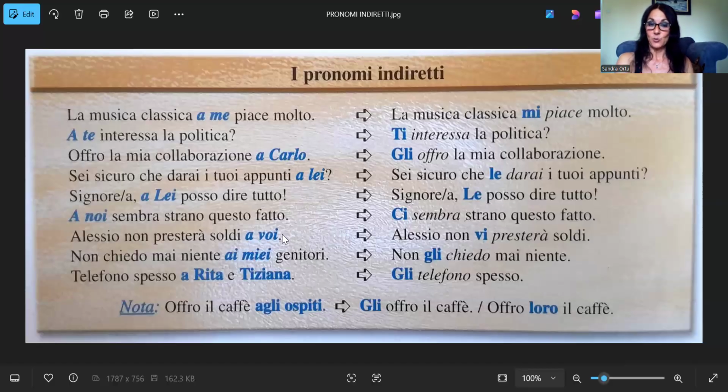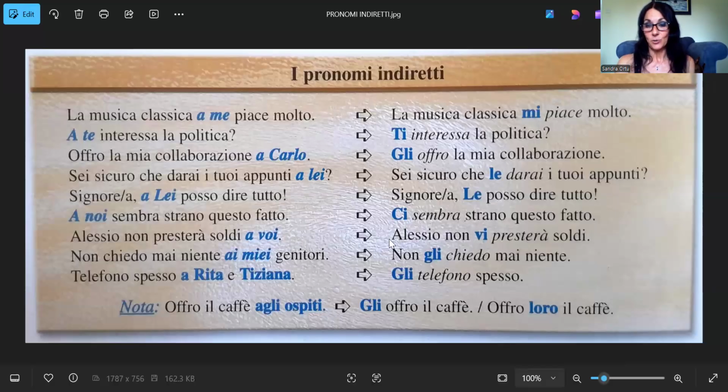Alessio non presterà soldi a voi. Alessio is not going to lend you any money. Infatti, Alessio is not going to lend any money to you. You never gave him back the money that he lent you last time. He doesn't trust you. Imagine all this, yeah?